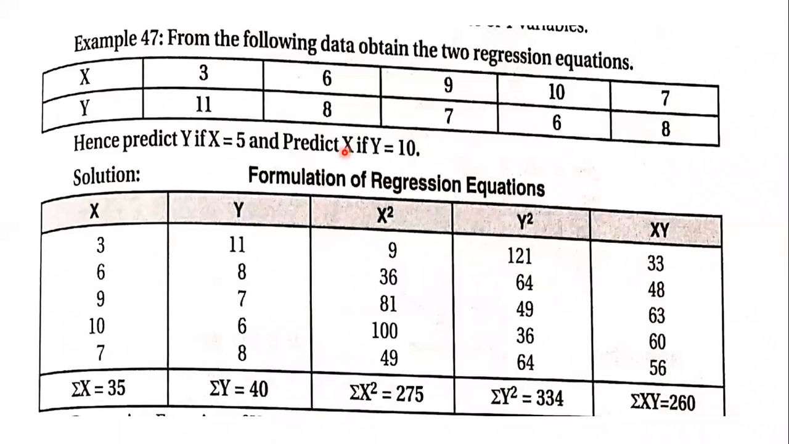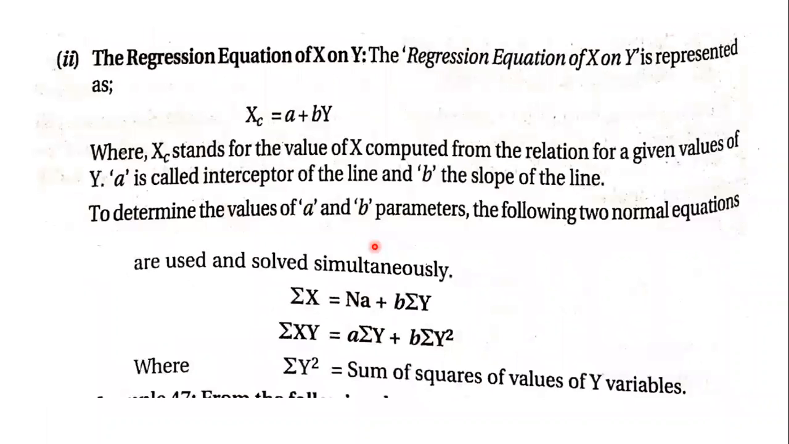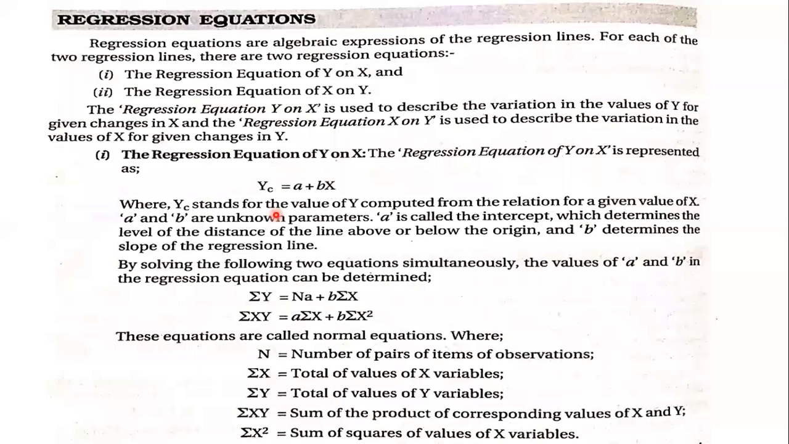Now in the second part that we are supposed to solve, the table calculation will remain the same. We are not going to change any table calculations. We are going to take the same values and assign them to the equation. But let us check the equation. When it is x on y, the equation will be a plus by. When it is y on x, you have a plus bx. I hope you are able to get the difference.